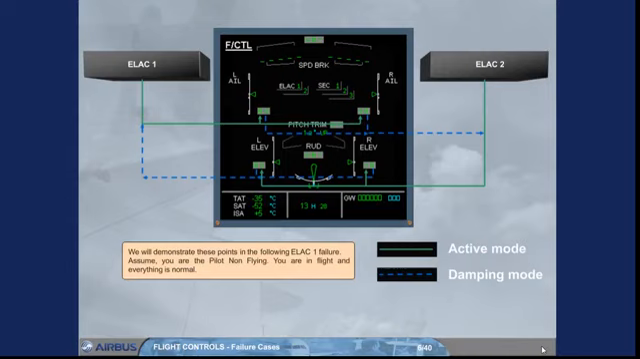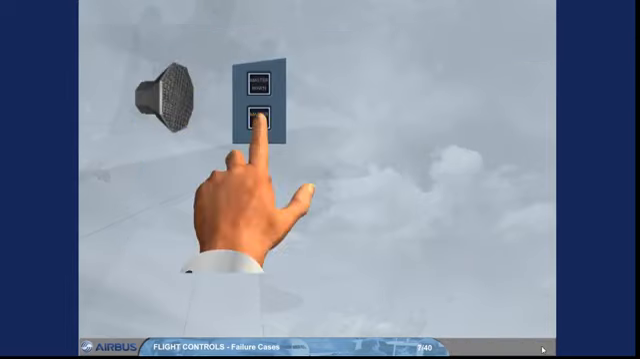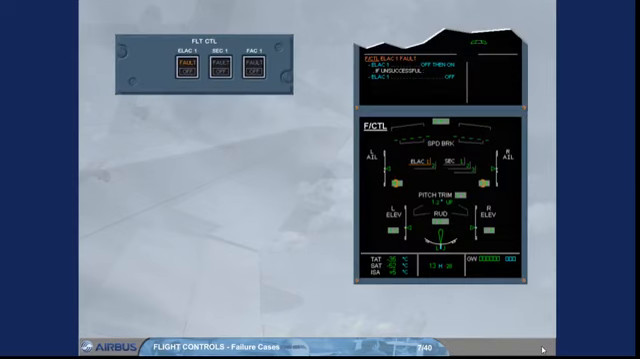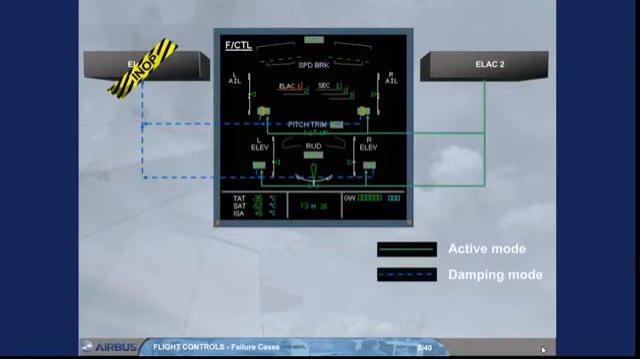We will demonstrate these points in the following ELAC 1 failure. Assume you are the pilot non-flying. You are in flight and everything is normal. On the engine warning display, read the title of the failure.